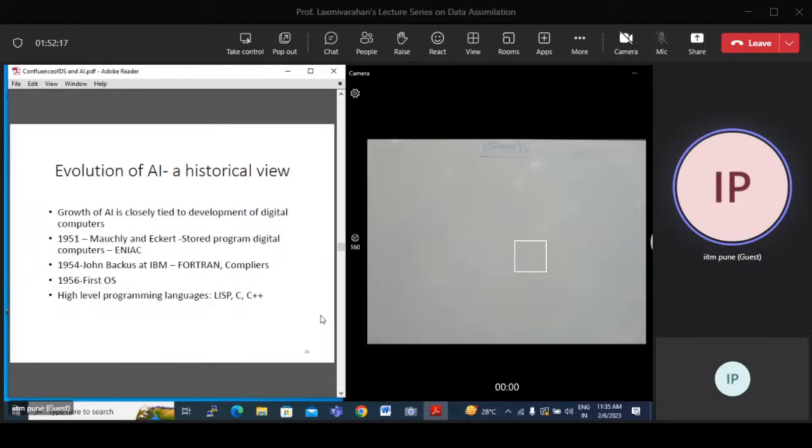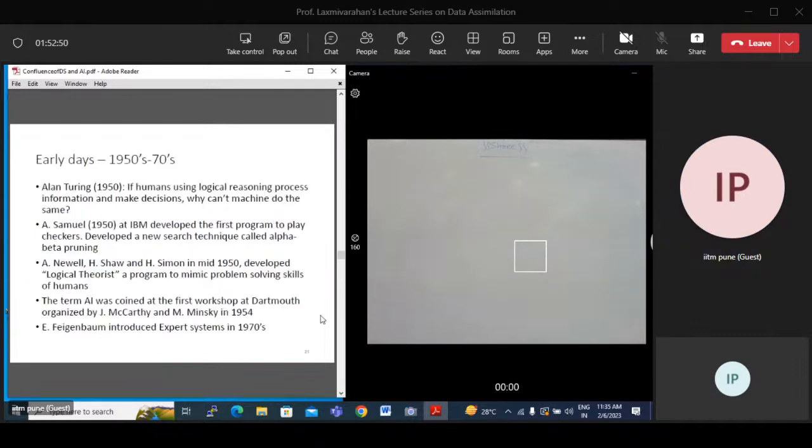But coming back to the AI as we now know today, Mauchly and Eckert developed the first stored program digital computer called ENIAC. John Backus at IBM developed Fortran compilers. In 1956, the first operating system was created. High-level programming languages began. Lisp, C, C++. Today, there are well over 250 computer programming languages. I grew up in Fortran 2, Fortran 4, in the mid to late 60s and early 70s.